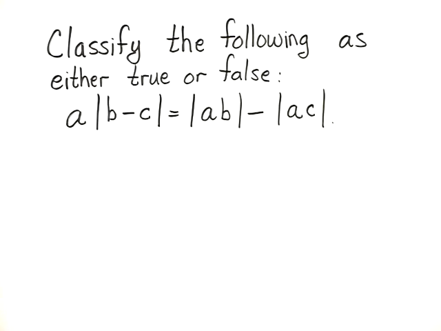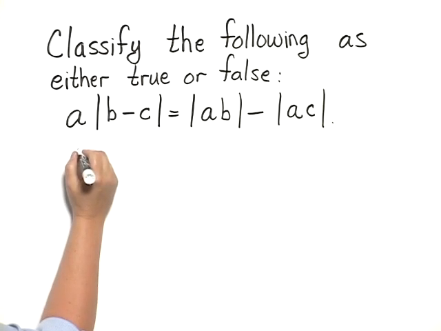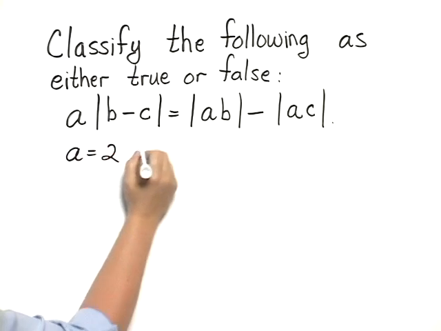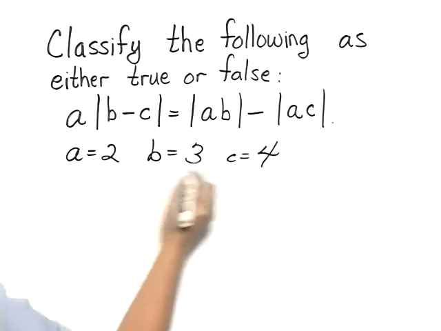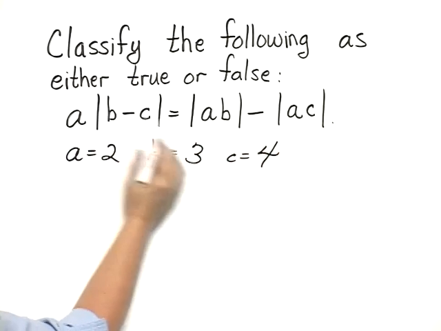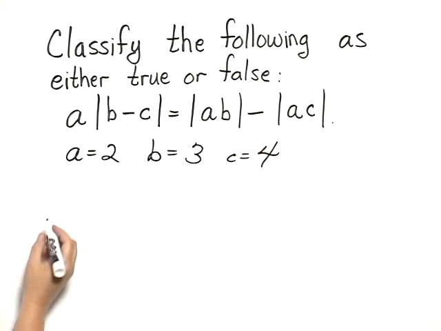To tell whether this is true or false, to prove it true, we'd have to prove it true for every number. To prove it false, we just have to prove it false for one set of values of A, B, or C. So let's just try a set. Let's try A equals 2, B equals 3, and C equals 4. If it's not true for this set, then we can say that it's false. So let's just start with that.